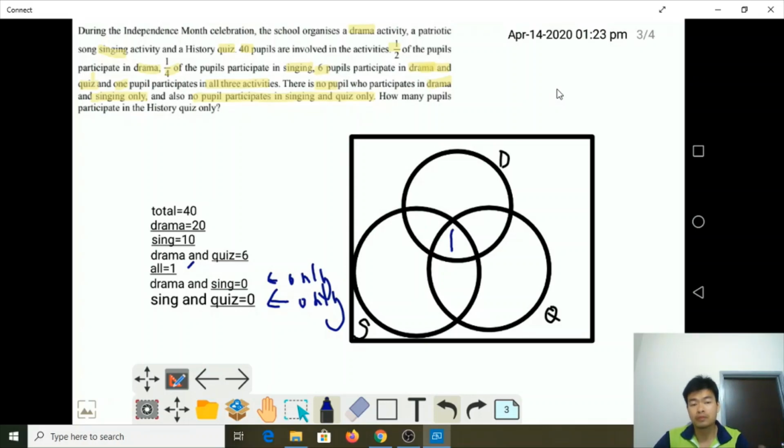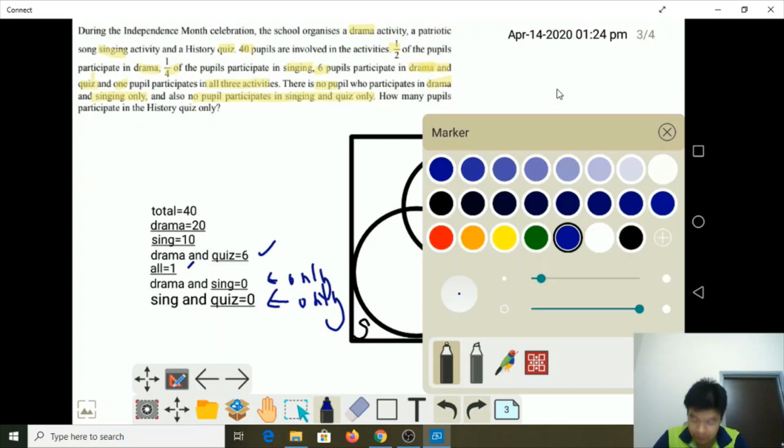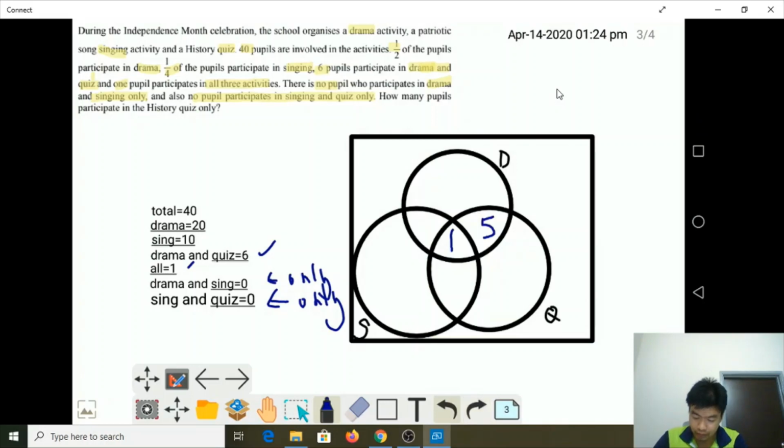So let's fill really quickly the intersection of 2 sets. Look at the first one, drama and quiz. 6 pupils participate in drama and quiz. So this part over here is 6 because there's no word only, so it includes 1. Therefore, there are only 5 pupils participate in drama and quiz only.